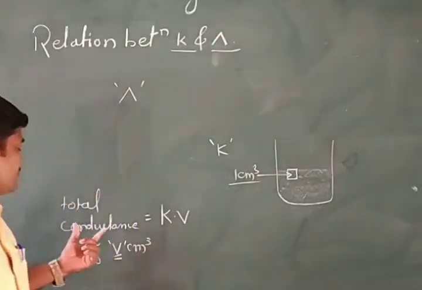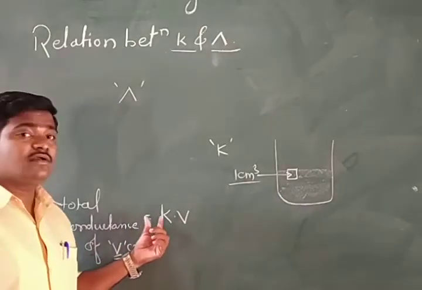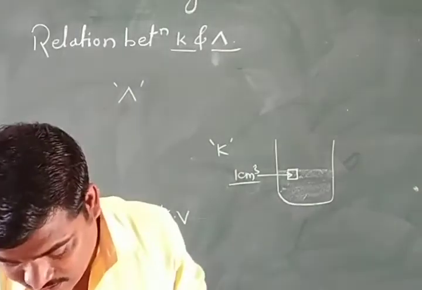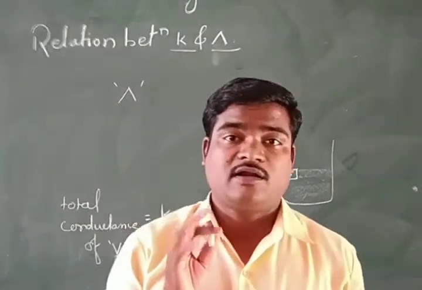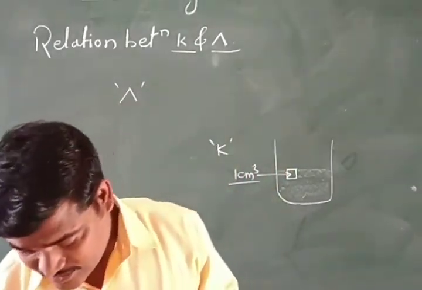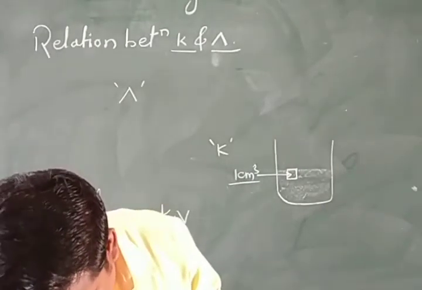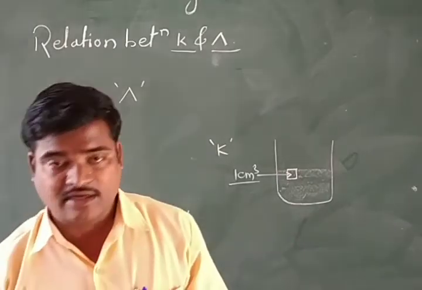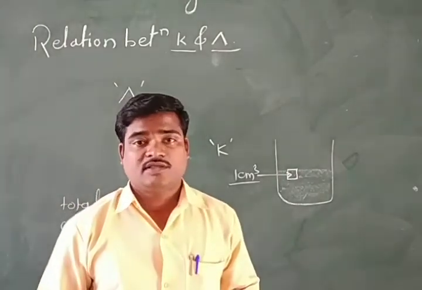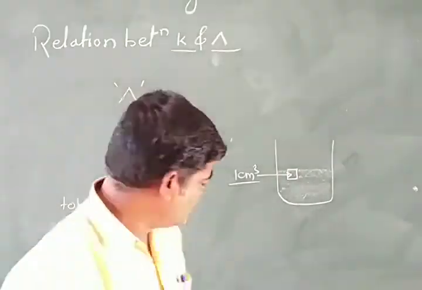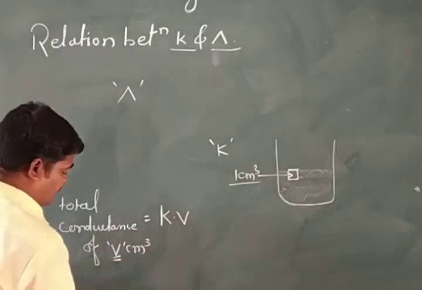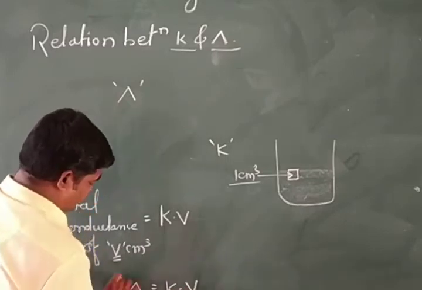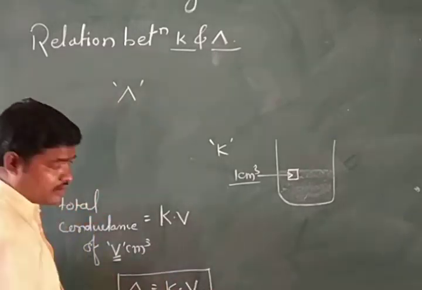So the value for the total conductance of V cm cube is K into V, and this is nothing but the molar conductance. Now students, molar conductance is the electrical conductance of 1 mole of dissolved electrolyte, which we call lambda. So the value of lambda is equal to K into V. This is the equation for it.